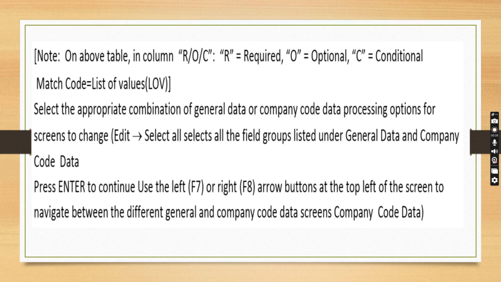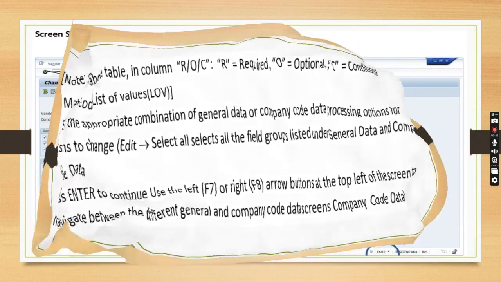Press enter to continue. Use the left F7 or right F8 arrow at the top left of the screen to navigate between the different general data and company code data screen. Company code data.